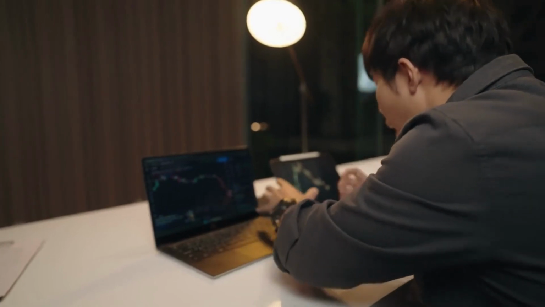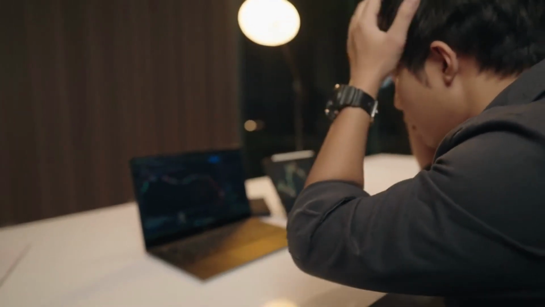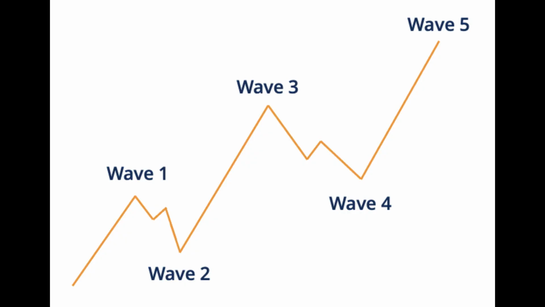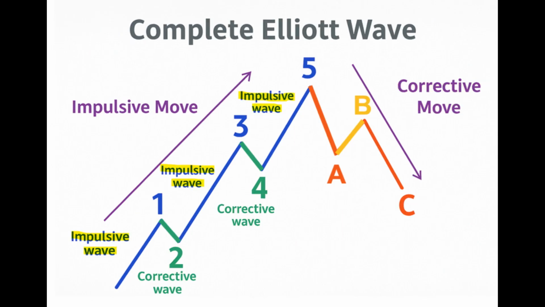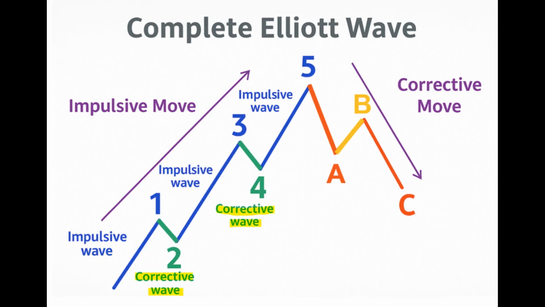Traders often get trapped, not because the market is unpredictable, but because they do not understand the rhythm behind price movements. The Elliott wave theory explains that most strong crypto trends move in 5 impulsive waves upward, followed by a 3-step correction to the downside. Waves 1, 3, and 5 are called impulsive waves. They move with the trend. Waves 2 and 4 are corrective waves, where price pulls back.